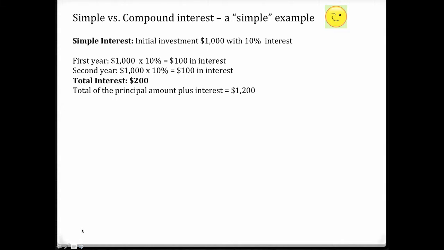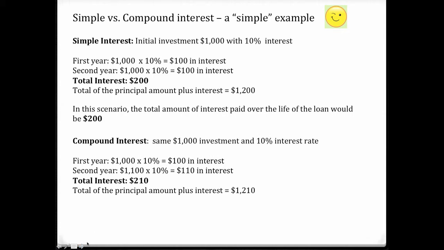In my first year, I am going to earn $100 in interest, right? At 10%, I'm going to earn $100 in interest. And then in year two, I will still earn 10% interest, so another $100 I've earned in interest. So over that 2-year period, I've earned $200 in interest. So taking the principal amount I invested, the $1,000, adding my $200 in interest, I end up with $1,200. Cool.